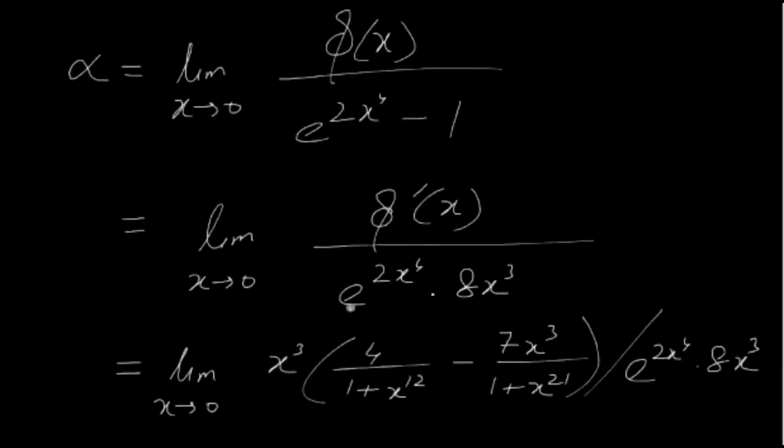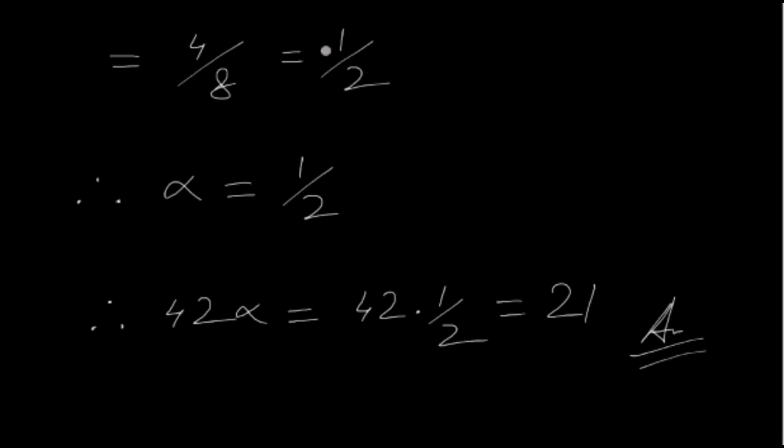So phi prime of x we have already found. Taking x cube as common, this is 4 by 1 plus x to the 12 minus 7 into x cube by 1 plus x to the 21, divided by e to the 2x to the 4 times 8 into x cube. Now it is very easy. We can easily calculate. This is nothing but half. So alpha is equal to half, and 42 alpha is nothing but 21. That's it.